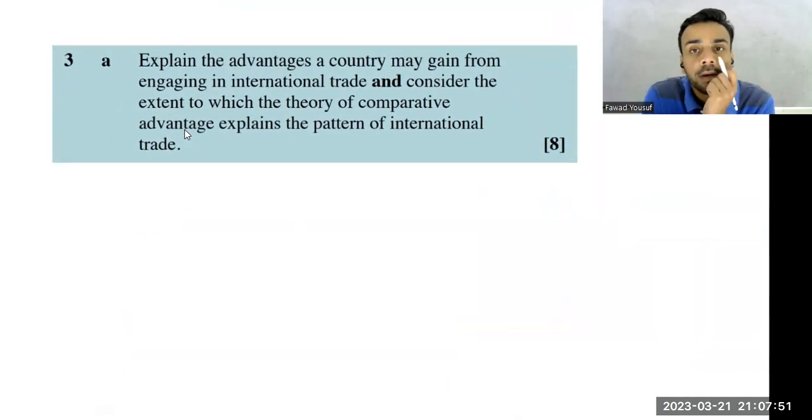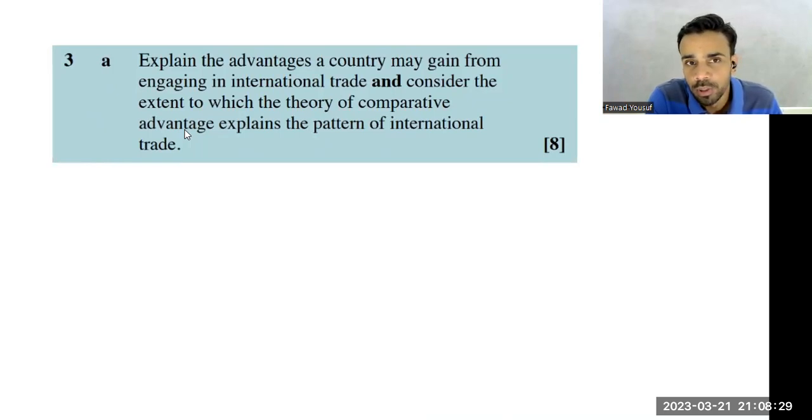marker. It says, explain the advantages a country may gain from engaging in international trade. Okay, it's a straightforward question. You have to explain all the advantages that are coming from international trade, import and export, basically, and consider the extent to which the theory of comparative advantage explains the pattern of international trade. To what extent, right? So it's a good 8 marker. It could have been a good 12 marker also back in the day.